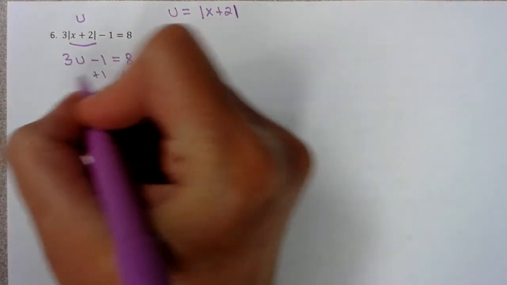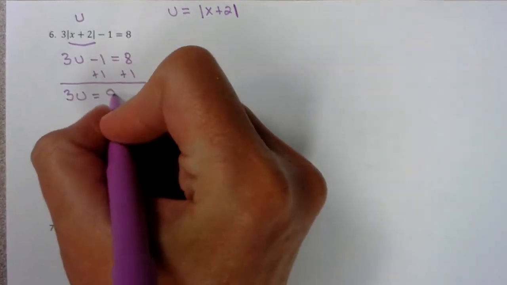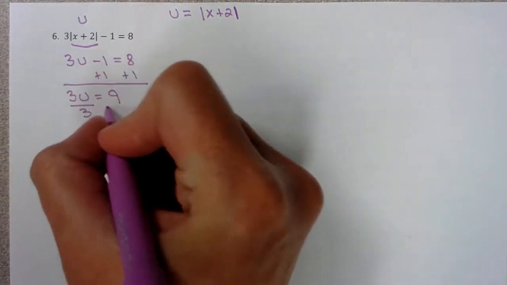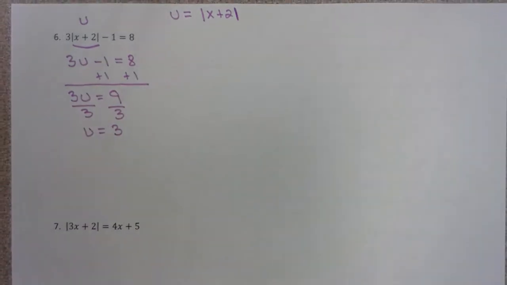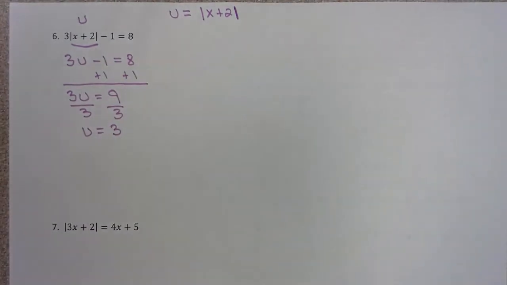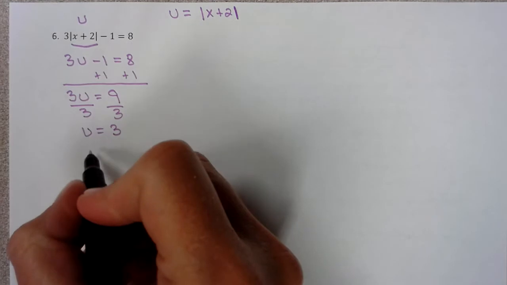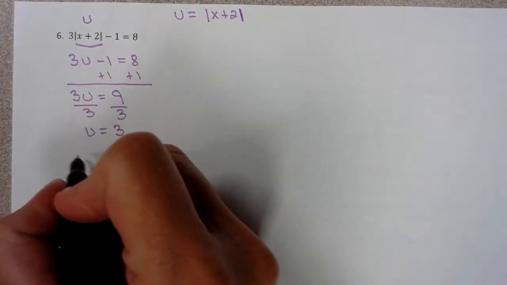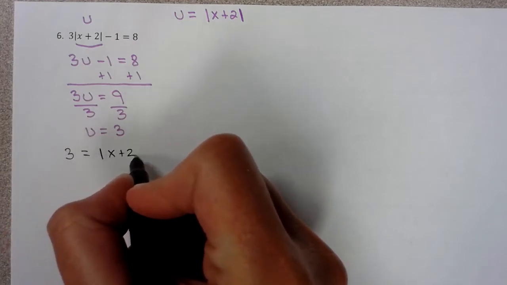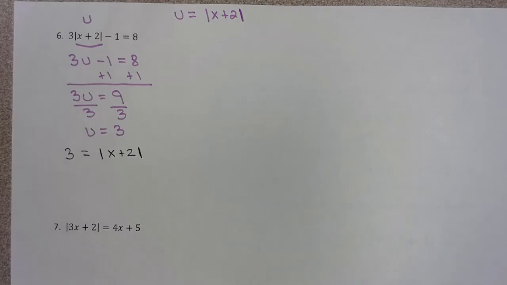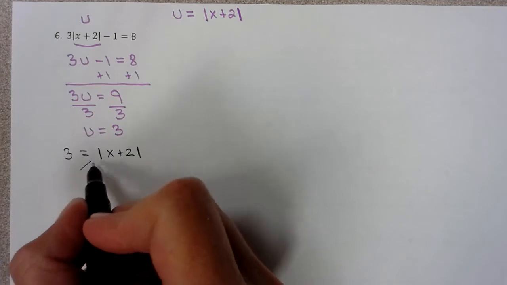I'm going to do some algebra, and I'm going to solve for u as I normally would. So 3u equals 9. Divide. And u equals 3. So that is not my answer. That is what the absolute value is. So I'm going to put the absolute value back in here now. So this says 3 equals the absolute value of x plus 2. Now I have the absolute value isolated.